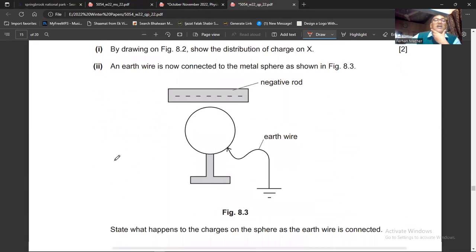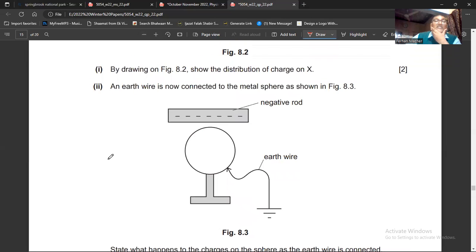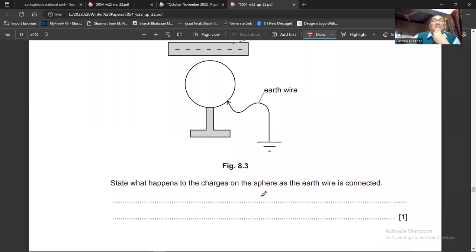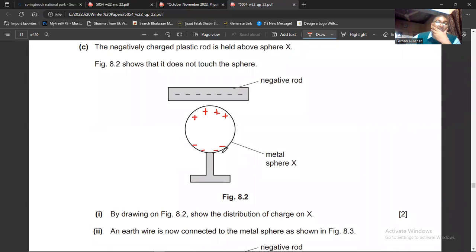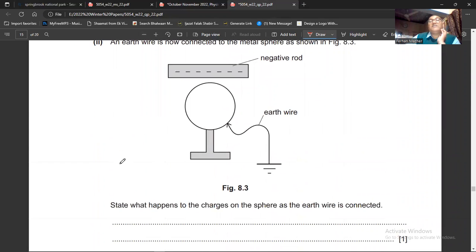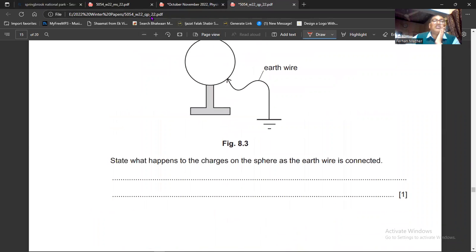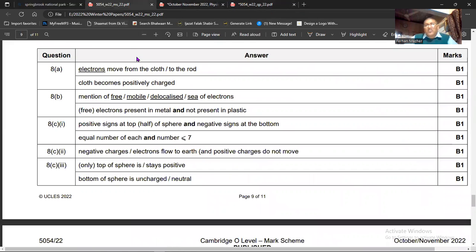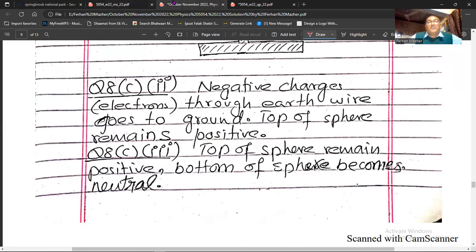Okay. Then it says an earth wire is now connected to the metal sphere as shown in the figure. State what happens to the charges on the sphere as the earth wire is connected. When you connect the earth wire here, these electrons will go through the earth wire into the ground. Negative charges, electrons, go through the earth wire to the ground. The top of the sphere remains positive. Negative charge electrons flow to the earth and the positive charges do not move.